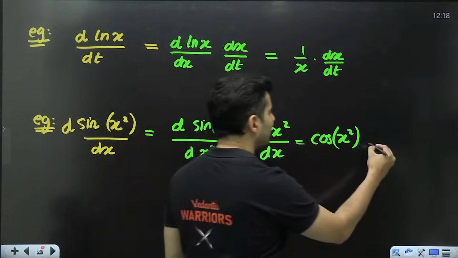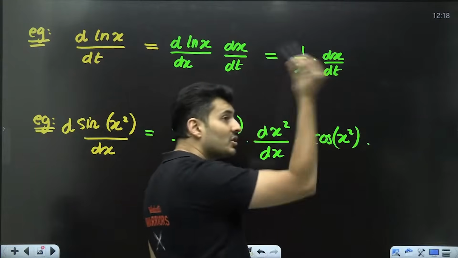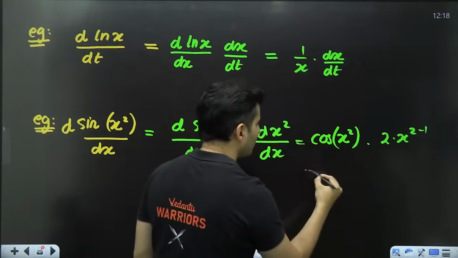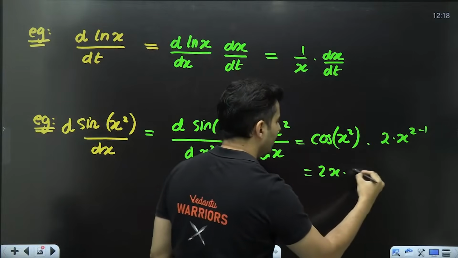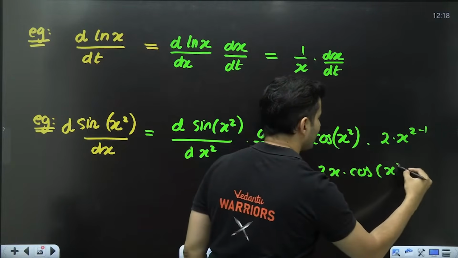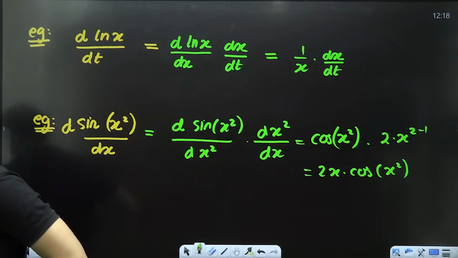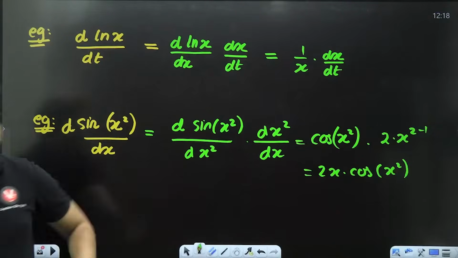What is derivative of x raised to 2? Well, use x raised to n formula. It is 2 into x raised to 2 minus 1. So hence the answer will be 2x into cos of x square. Got it? Everybody with me? Excellent. Let's go to the next question.